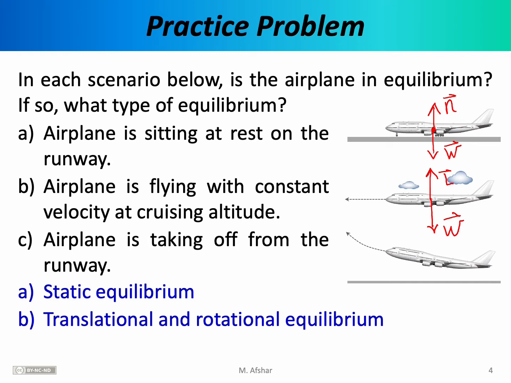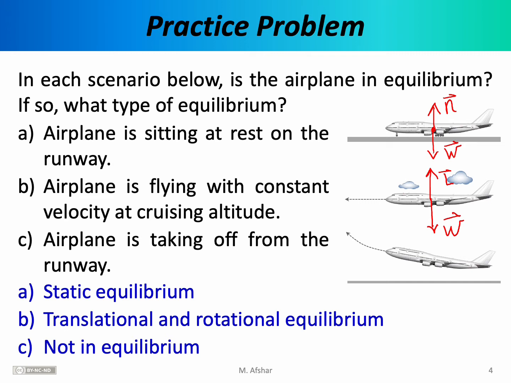In scenario C, the airplane is taking off from the runway. In this case, weight and the lift force no longer balance each other out. The velocity of the airplane is changing, so we can say the airplane is accelerating. Since it is accelerating, the net force on it cannot be 0. Therefore, in this case, the airplane is not in equilibrium.